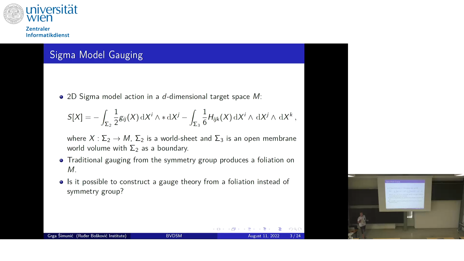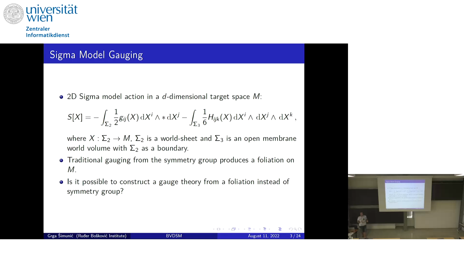What we are interested in here is the gauging of this model. The more traditional way one would perform some gauging is to identify some symmetry group and then promote the symmetries of the action to local symmetries, introduce gauge fields, and so on. Now, if we do have this gauge group G, let's think a bit more in a geometrical way. In more geometrical terms, the group G creates an equivalence relation on the target space, or, in other words, it creates a foliation.